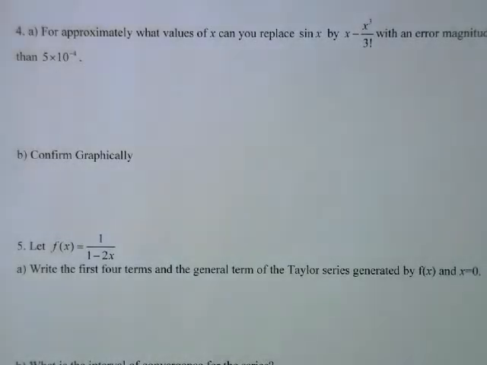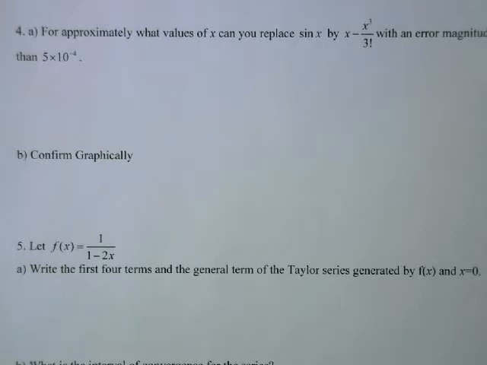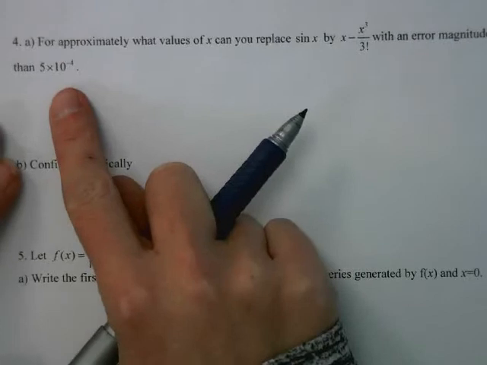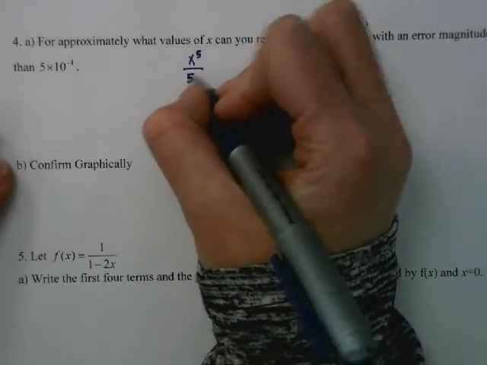Okay, so our next question, again involving sine. For approximately what values of x can you replace sine of x by the third degree polynomial, x minus x cubed over 3 factorial, where the error is no greater than 5 times 10 to the -4. So we've said the farther you get away from the center, the less accurate the approximation is going to be. Here we're looking for how far away we can get where this will approximate with an error of less than this.